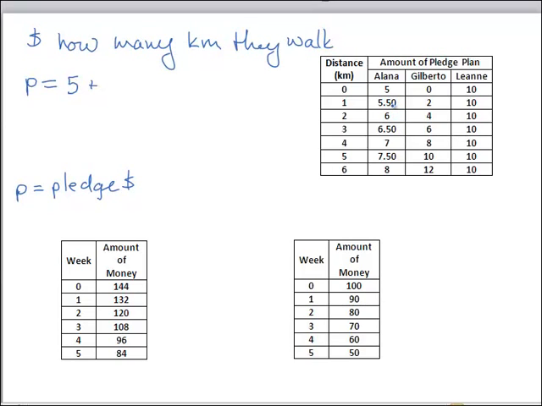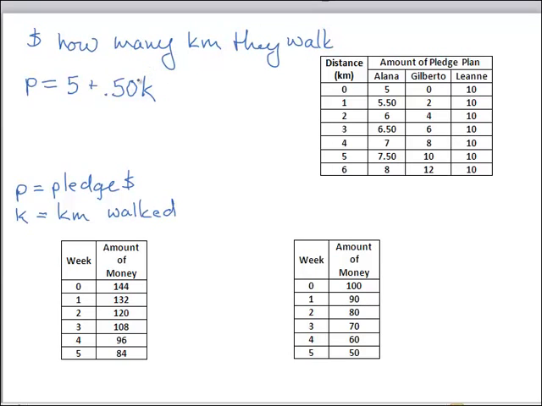Again, if you look at the table, it goes up by 50 cents each time. So I'm going to show that by multiplying 5/10, which is equivalent to 1/2 of a dollar, so 50 cents. If you want, you could even put 0.50. And then we're going to multiply that by the number of kilometers walked. So down here I'm going to put a K, and I'm going to say that that is equal to the kilometers walked. So that's my equation for Alana.